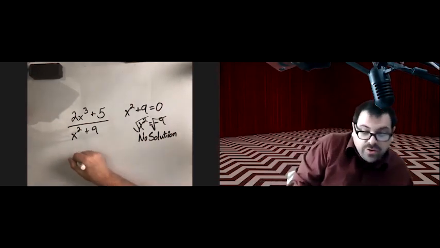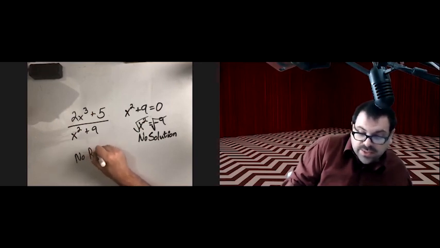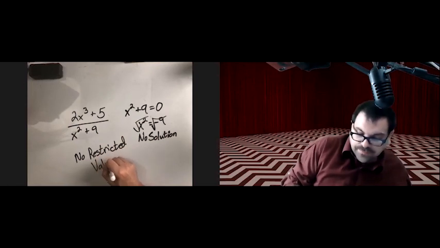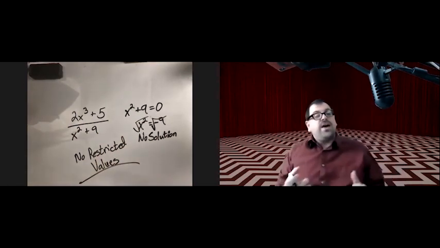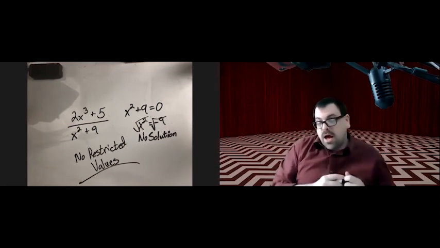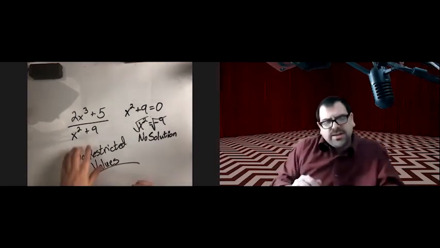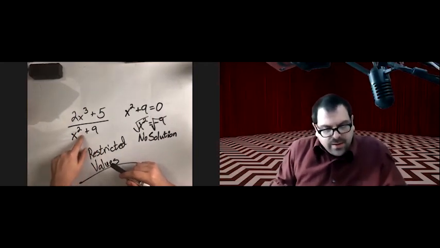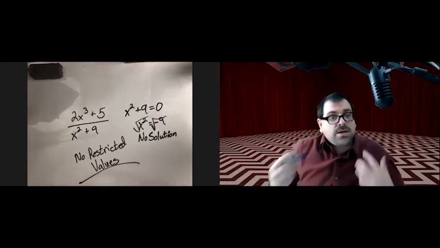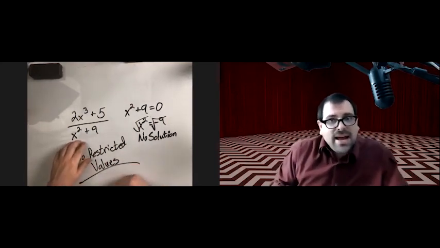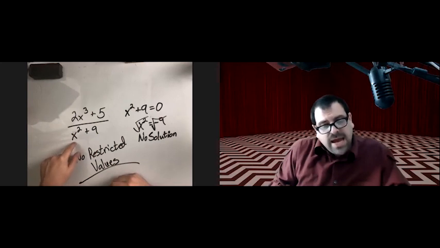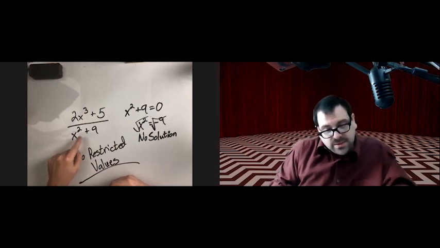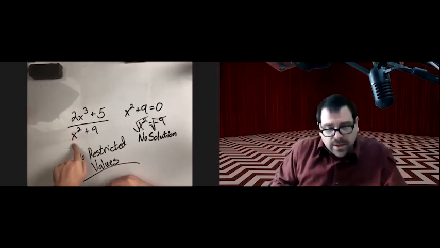That means we have no restricted values. There are no values of x that would cause this to be undefined. And let's look at this, because that does make sense. When we square something, it's going to be positive. The smallest number we can have is 0, because if we plugged negatives in, a negative squared is a positive. So 0 squared would be 0. That's the smallest we could have for x squared.